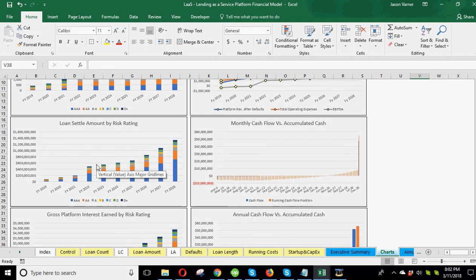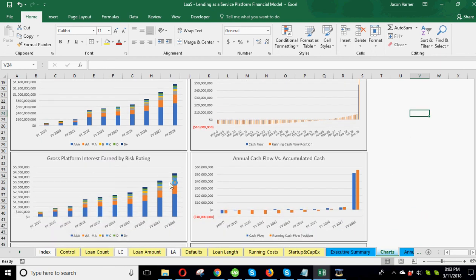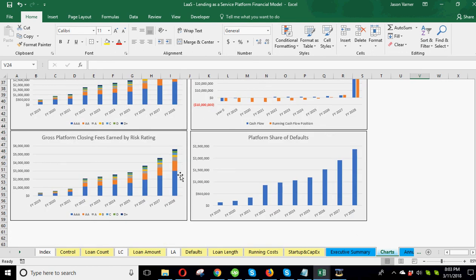Here's the loan settle amount by risk rating. So the total amount that the platform is doing each year. See, this is up to 1.2 billion. Interestingly enough, at 1.2 billion volume a year, you're actually only, as a platform, making somewhere around, well, here's your gross profit, which is interest. So you're doing about 4.5 million in interest, and then about 5 million in closing fees, closing cost fees.